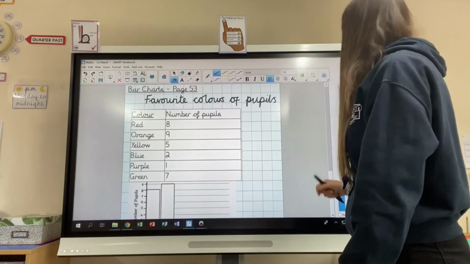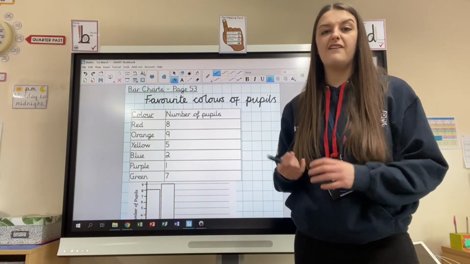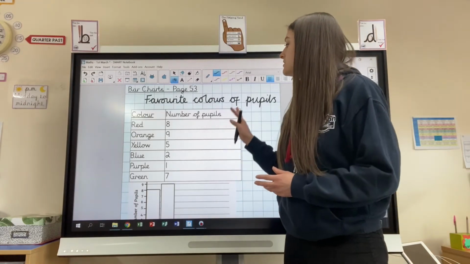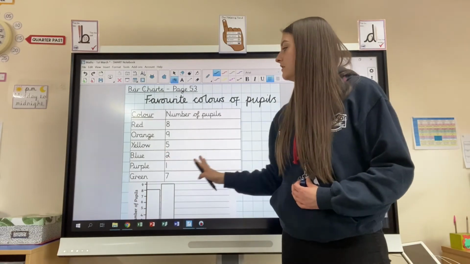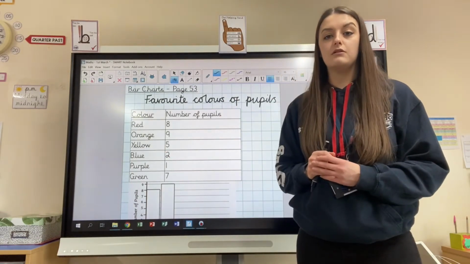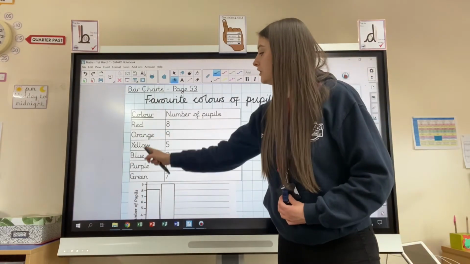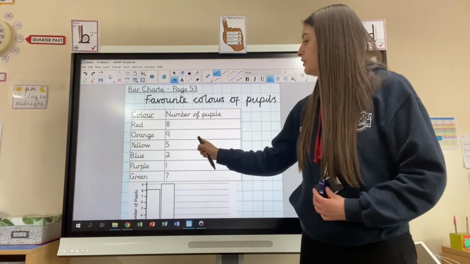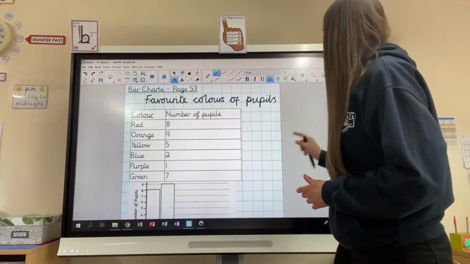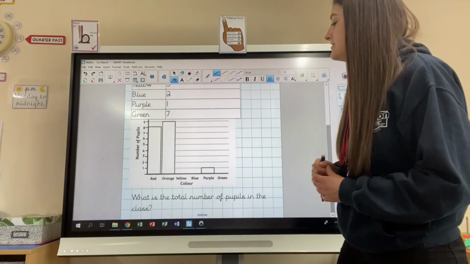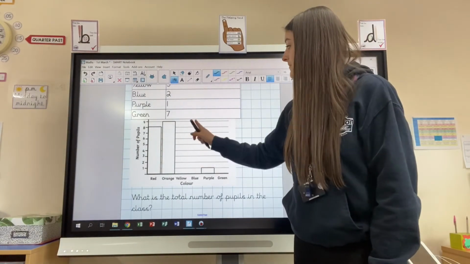So, let's start by having a look at some of the questions on page 53 today that are very similar to yours. So I've got here the favourite colours of pupils, and I've been given this table of information, okay? So that's how it's been presented to me here. So I've got all the colours down here and the number of pupils that like that colour. Now from this table of information, I can create a bar chart. And you'll notice my bar chart has got missing bars.